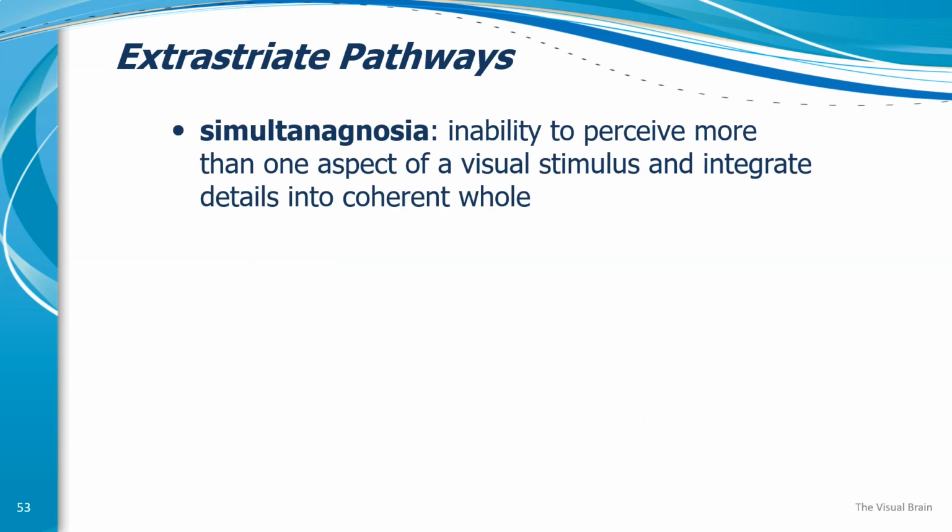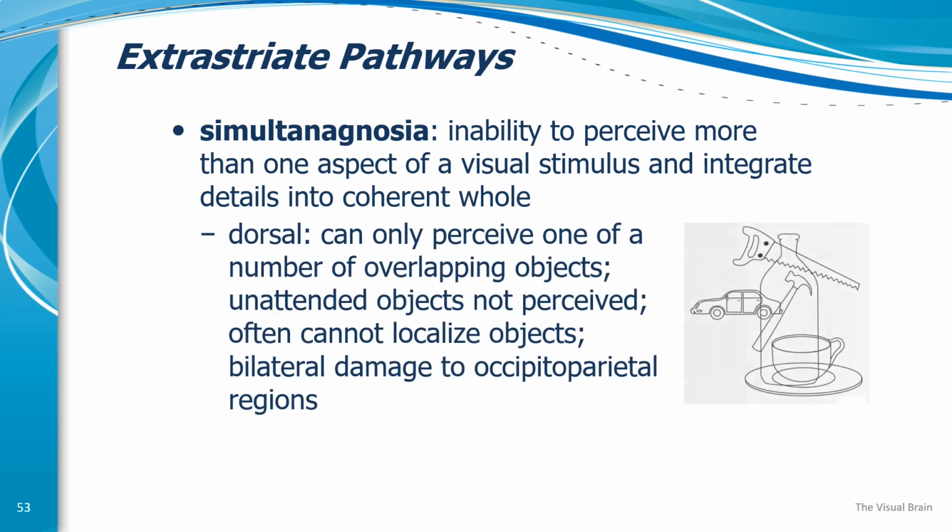This next one is a little bit more complex, called simultanagnosia. Kind of looks like the word simultaneous. That might be important in understanding this. So my first definition here is kind of general: inability to perceive more than one aspect and integrate into a coherent whole. So there seem to be two subtypes of this. One is called dorsal simultanagnosia.